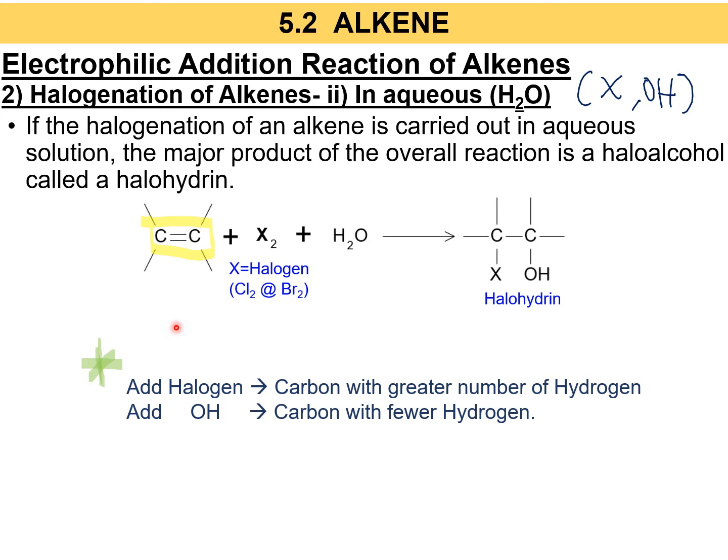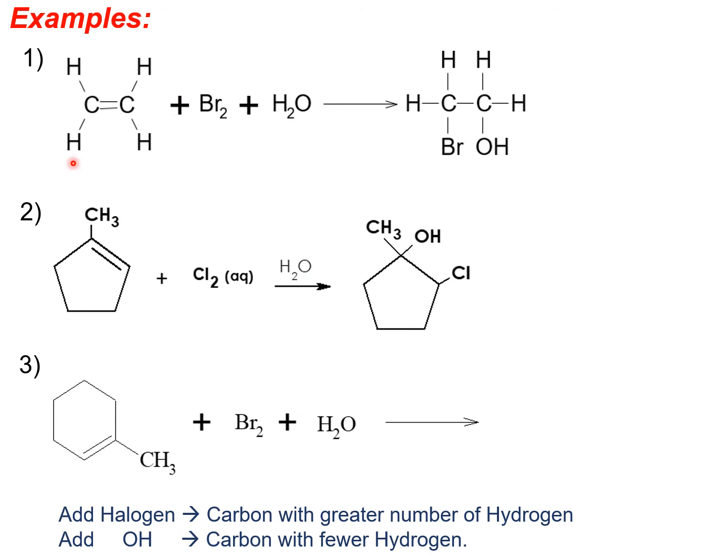Okay, bila halogenation in aqueous solvent ni, you need to add halogen ada carbon yang ada banyak number hydrogen. Okay, ingat tu lah, kalau you nak add halogen, you kena add ada carbon with a greater number of hydrogen. Kalau you nak add OH pula dia akan dekat carbon yang sebaliknya lah, carbon yang tak banyak bilangan hydrogen. So you can look at these examples and you can try this one.